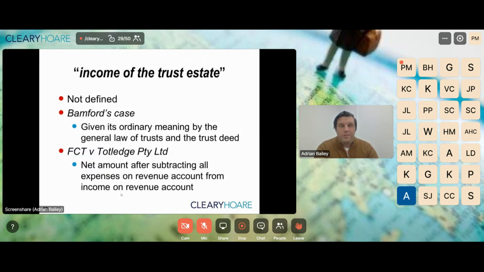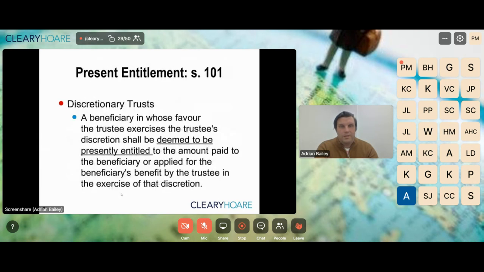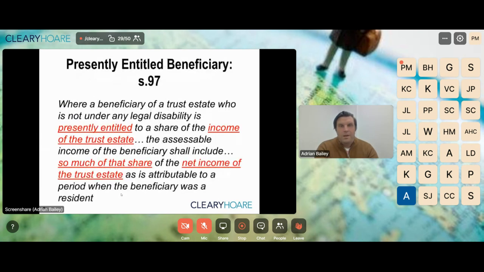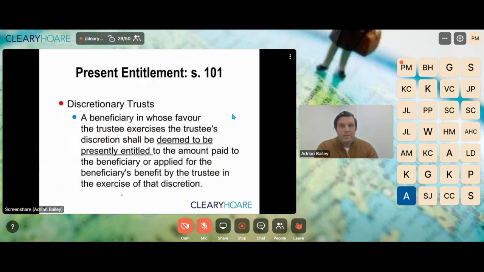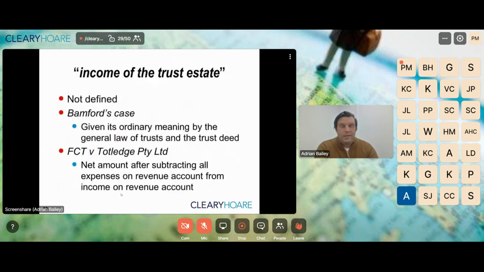The other part of section 97, which is a core concept and which has been subject to a lot of litigation over time, is what is actually income of the trust estate. So I'll just go back to why that's particularly relevant in section 97. If we see it there, it's in that second highlighting. So we have present entitlement, and we're entitled to a share of the income of the trust estate. So what is the actual income of the trust estate then? Again, it's not defined within the legislation.